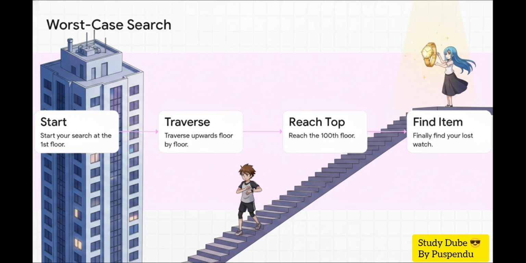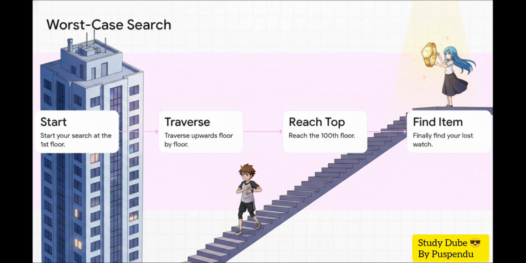Imagine going to a party on the 100th floor of a building. You walk all the way down to the lobby, only to realize you lost your expensive watch. So what do you do? You literally have to start at the first floor and traverse upward, floor by grueling floor, until you finally find it on the 100th floor. This is exactly the worst-case search scenario in an array. Because you didn't know the exact index, you had to scan sequentially from the very beginning.